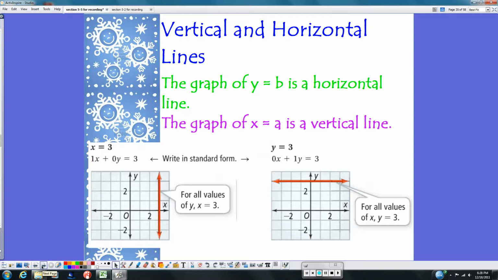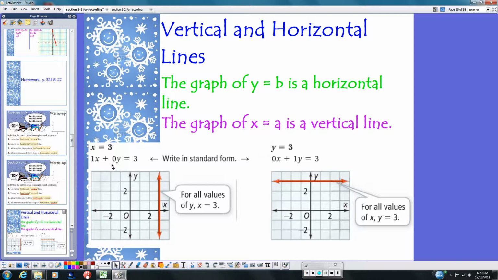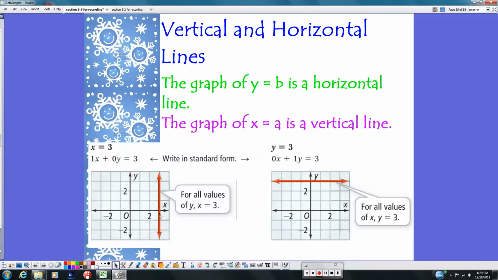If you have y equals some number, that's going to be a horizontal line going through the number that it's equal to on the y-axis. If you have an x equals equation, that's going to be a vertical line. So for example, if I have x equals 3, I'm going to come over to 3 on my x-axis and draw a straight line up and down. If I have y equals 3, I'm going to go up 3 on my y-axis and draw a line straight across going through it, and that gives me a horizontal line.